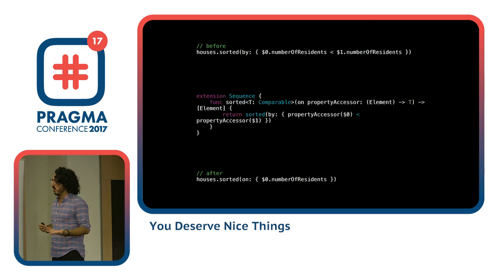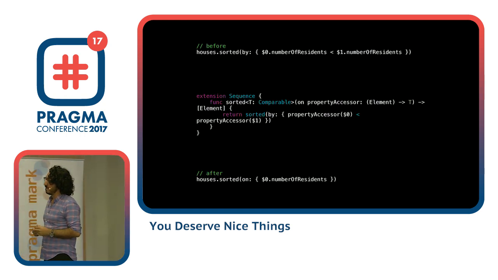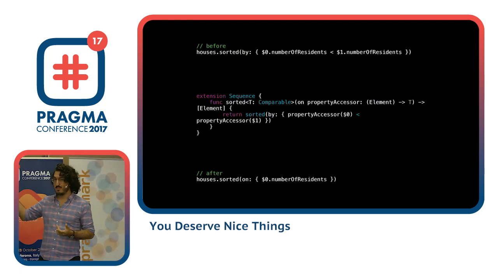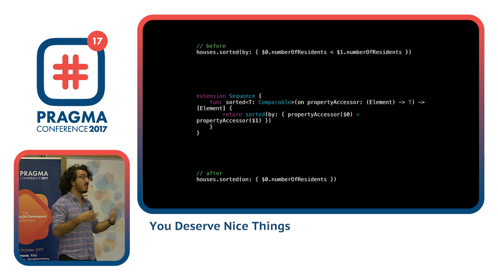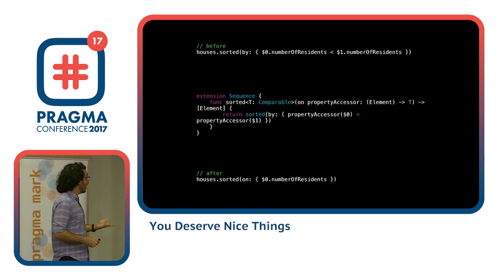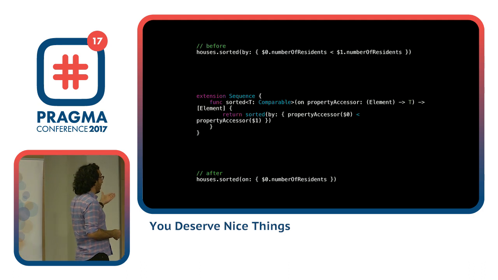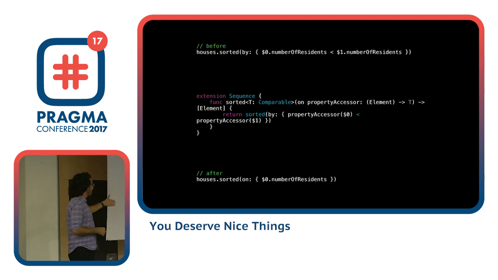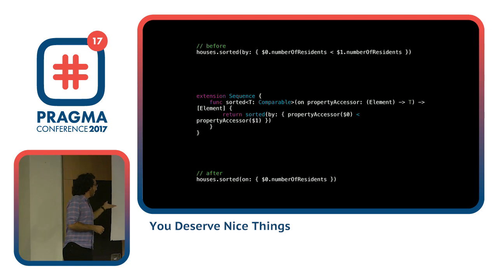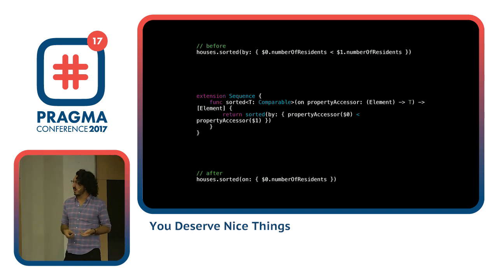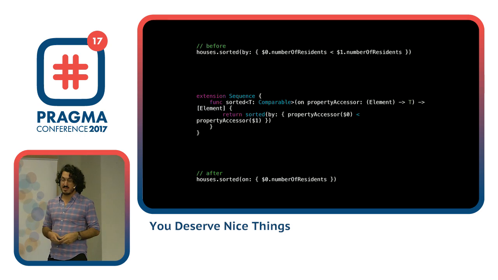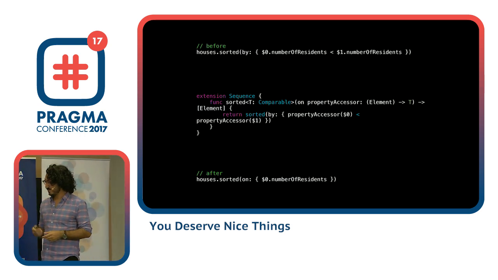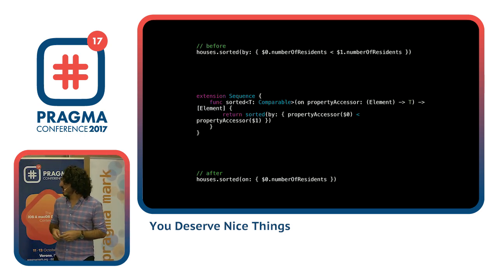If we factor that out, we end up with a really simple function, which uses what I call a property accessor. You can return any type T that you want from that, as long as T is comparable. With that function, you can now write this code underneath, which is much shorter and easier to read and kind of rolls off the tongue. Houses sorted by number of residents, sorted on number of residents, which is nice.